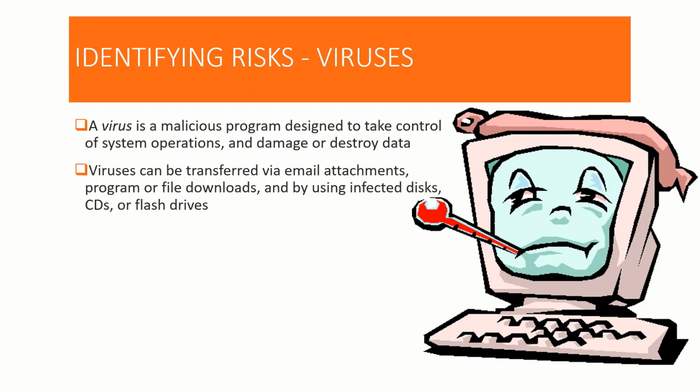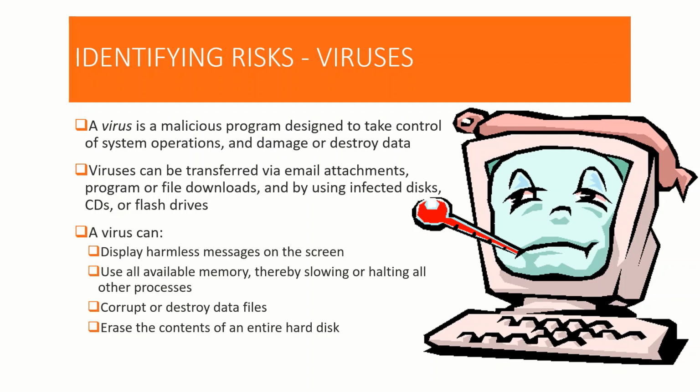Similarly, a colleague might send you an email attachment infected by a virus. If you attempt to open or print the file, the virus will engage. Email attachments have long been a favorite way to spread viruses. A virus can display harmless messages on the screen, or use all available memory. That's why it will slow or halt other processes on your computer. It can corrupt or destroy data files, and it can erase the contents of an entire hard disk.